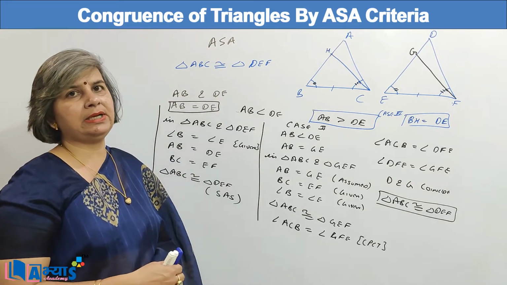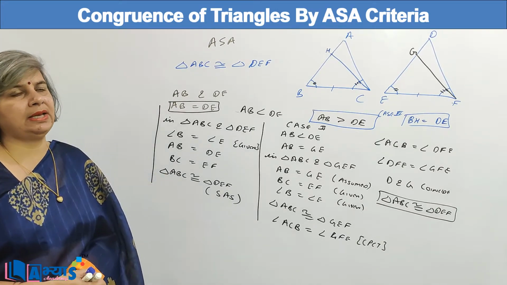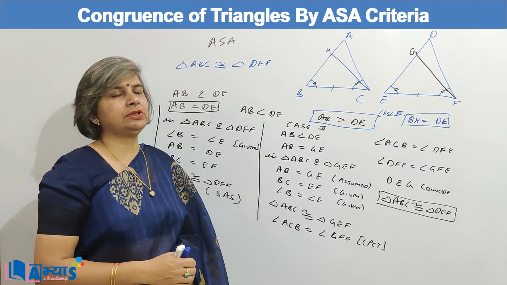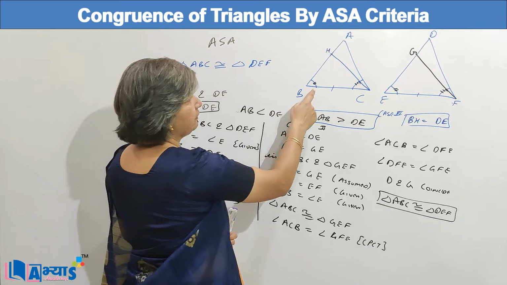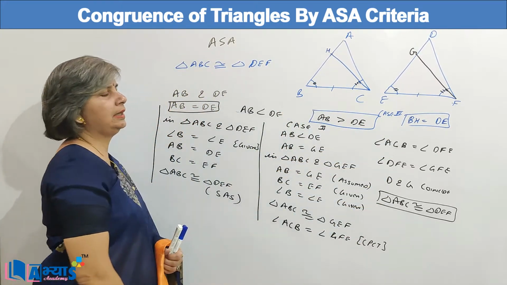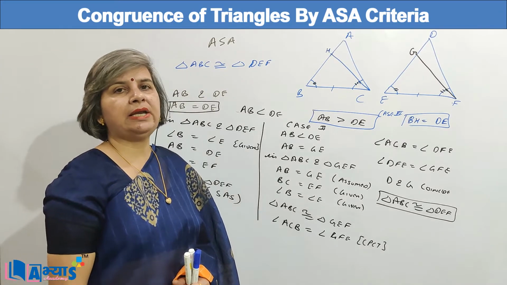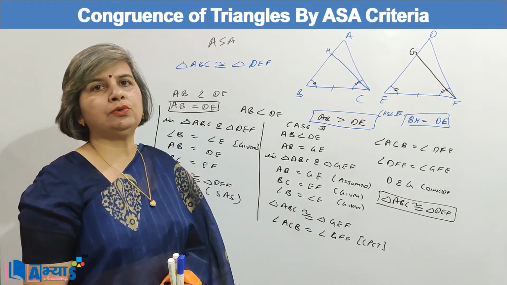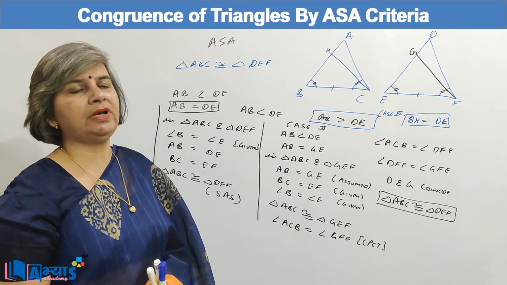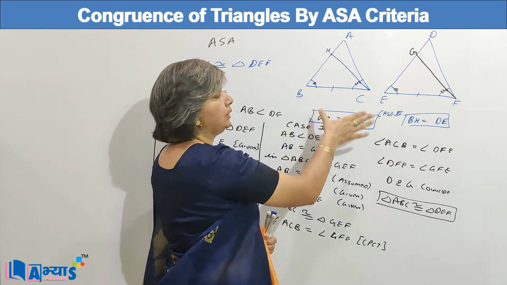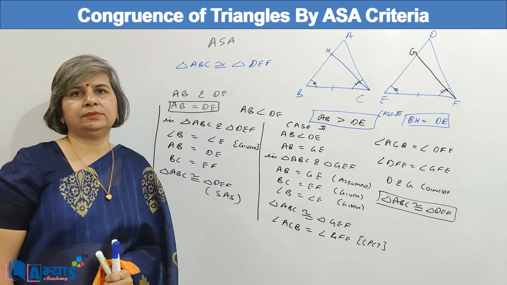And we can say that the criteria ASA, that means angle, included side and angle, can be used to measure the congruence of the two triangles, because in this we were given that angle B is equal to angle E and angle C is equal to angle F and BC is equal to EF. That means the side BC and side EF are included in angle B and C. So ASA criteria states that if we have two angles and the side included in these two angles are equal, then we can say that the two triangles are congruent.